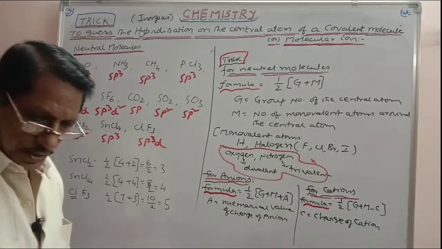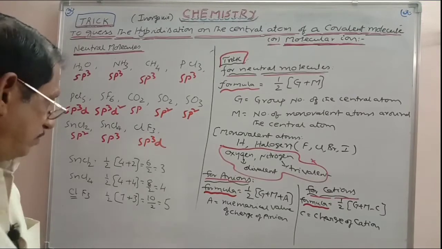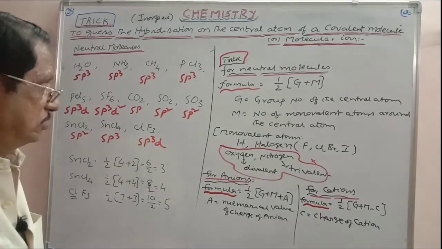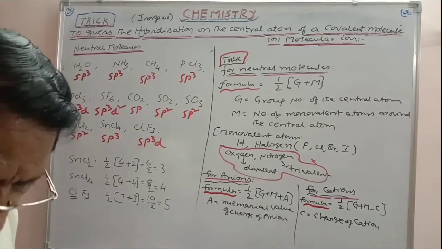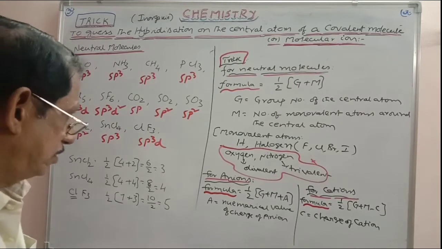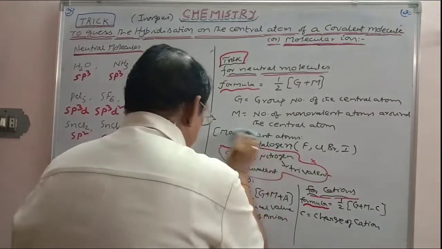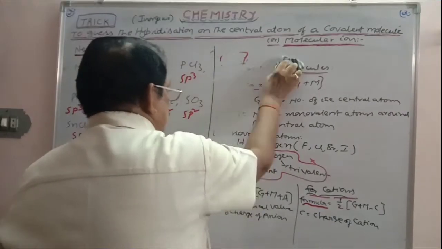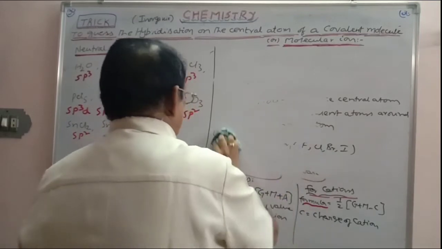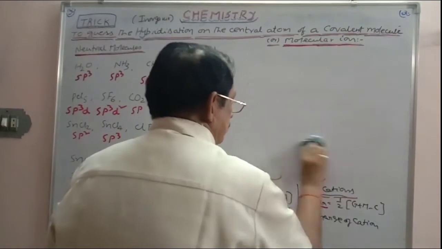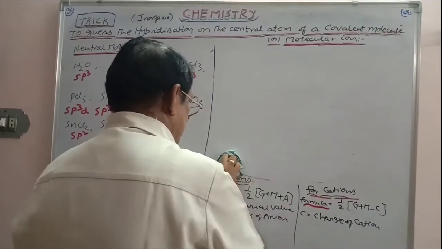So this is the way you have to recognize the hybridization whenever a neutral molecule is given. Some more examples I want to consider in the case of these neutral molecules. So here I am wiping out up to some extent here, to consider some more examples of neutral molecules. Right?